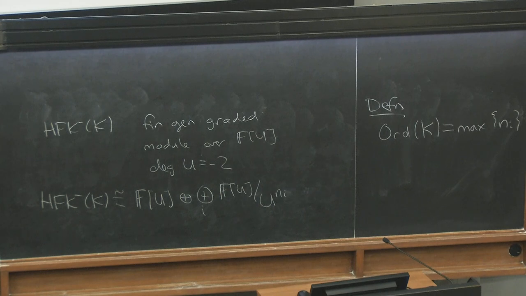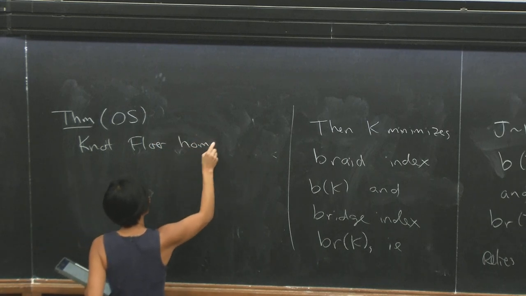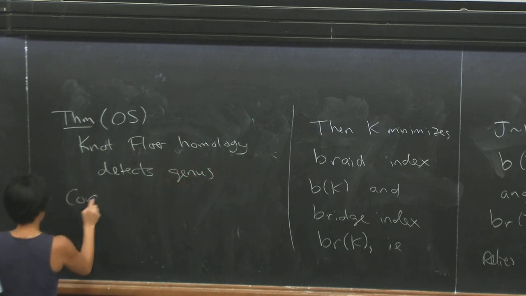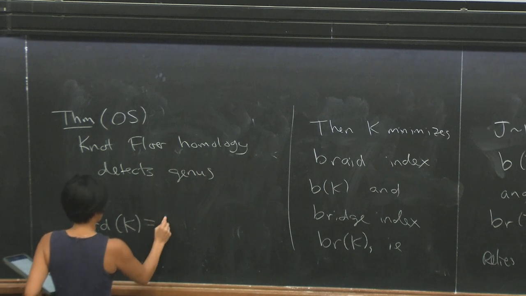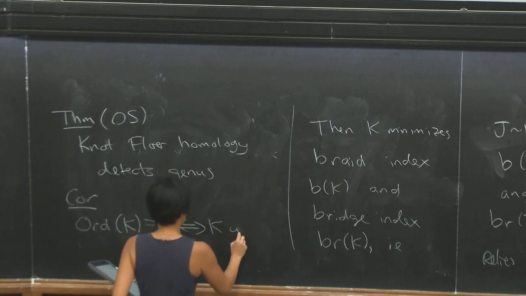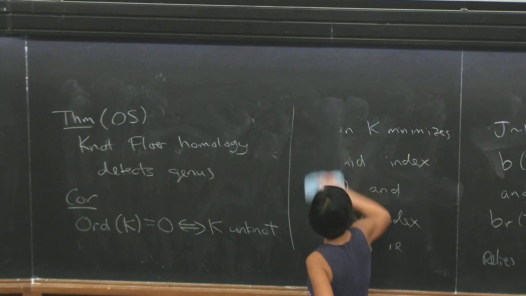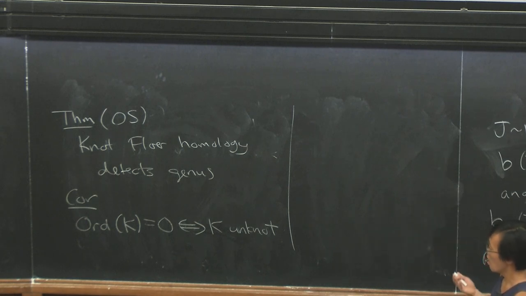Okay. And then, knot Floer homology detects genus, that's a result of Peter and Zoltan. I'll phrase that in terms of HFK minus: the order of K equals 0 exactly when K is the unknot. Okay, and this torsion order is exactly what features in Alishahi and Eftekhary's unknotting bound.